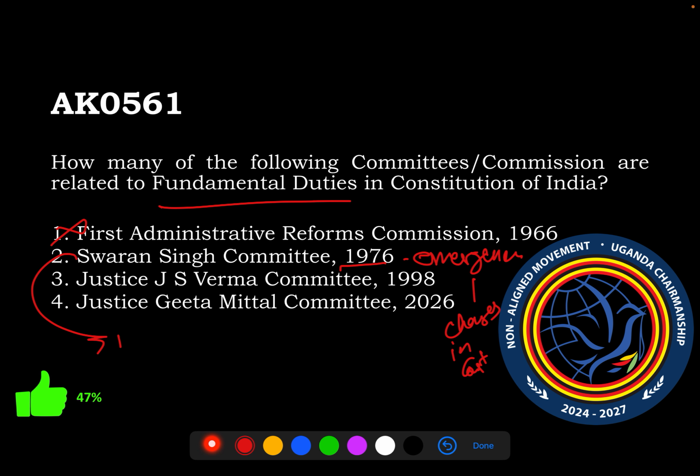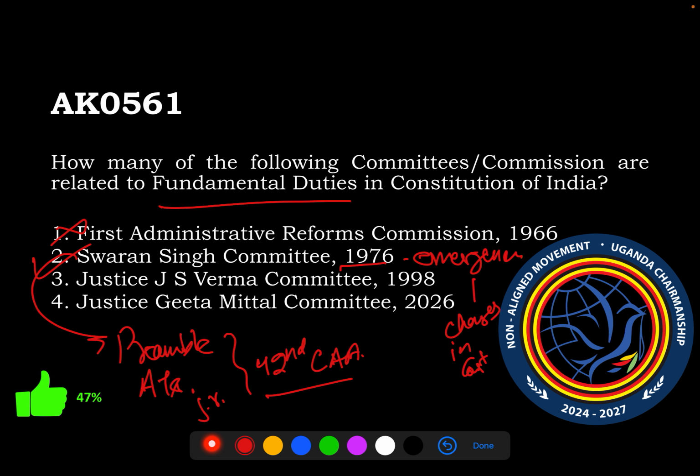They involved changes in the preamble, which you are aware of, establishment of the administrative tribunals, and also limiting the scope of judicial review. Essentially, the legacy of this committee is what came to be known later as the 42nd Amendment of the Constitution. So definitely this is correct because this led to the introduction of fundamental duties in our constitution.